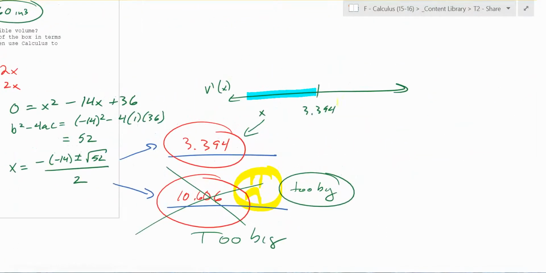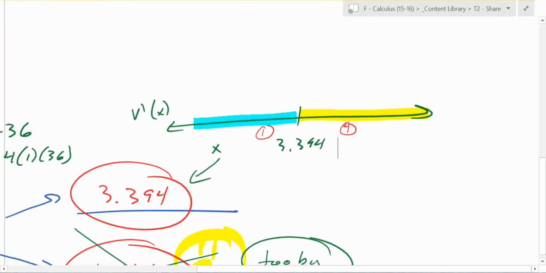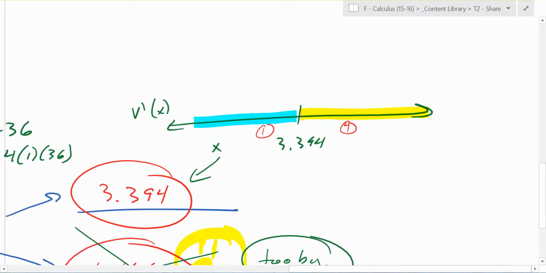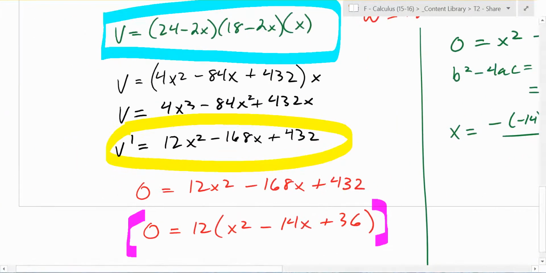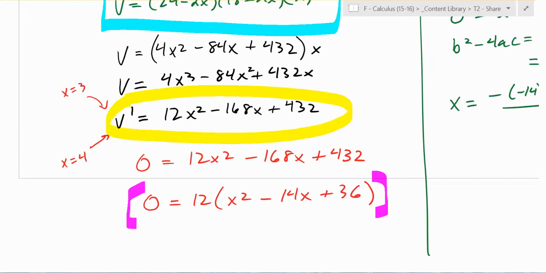3.394 to the left and to the right. And remember, you don't want to go too far, so maybe test like 1 and test 4 or 3. Just test those numbers. Do that right now. Tell me what it comes out to be. Where's the v prime we use? Oh, it's there in yellow. So what are we plugging in? Plug in x equals 3, and maybe plug in x equals 4, and tell me if it comes out positive or negative. You don't really care, it's a maximum.